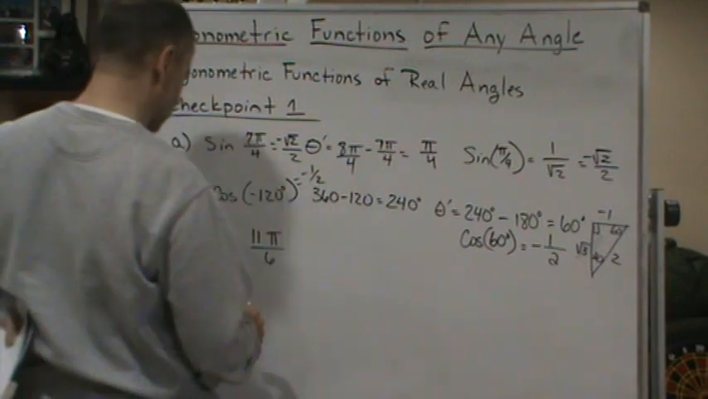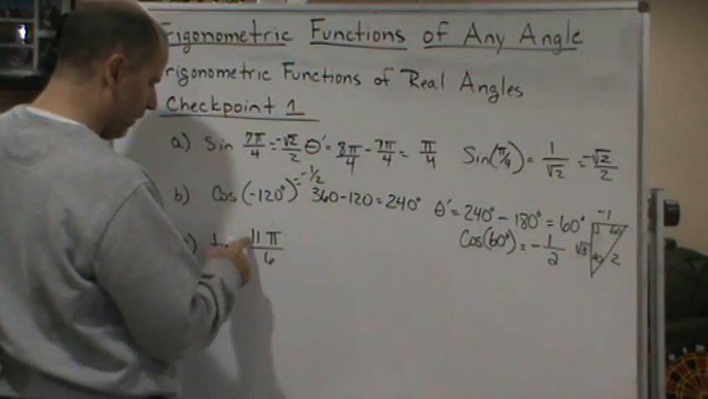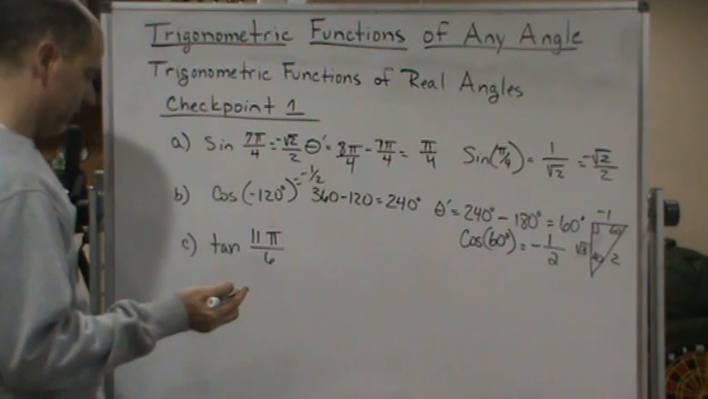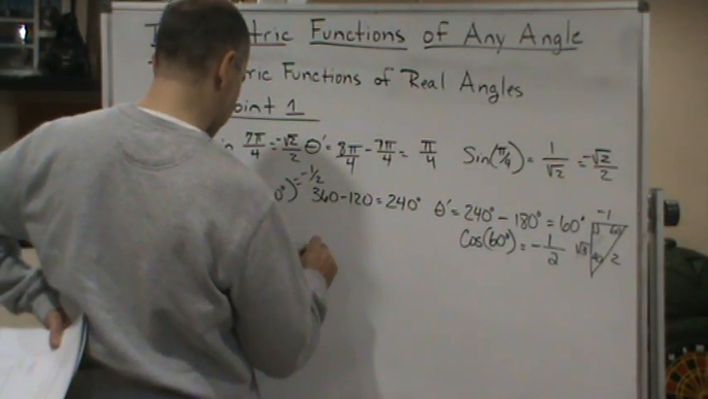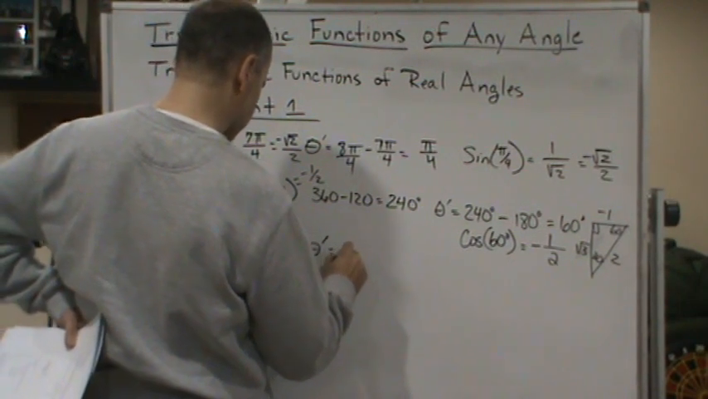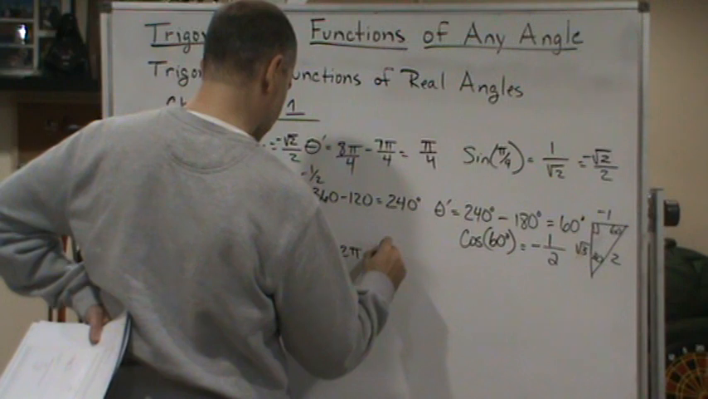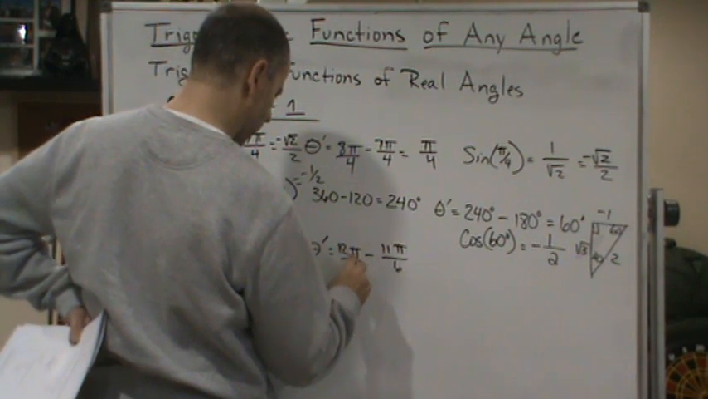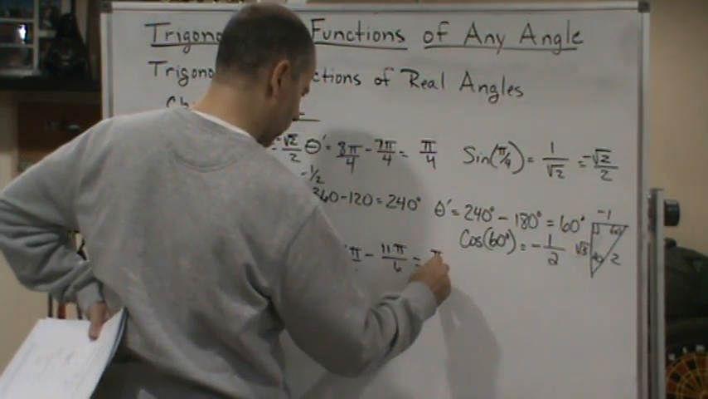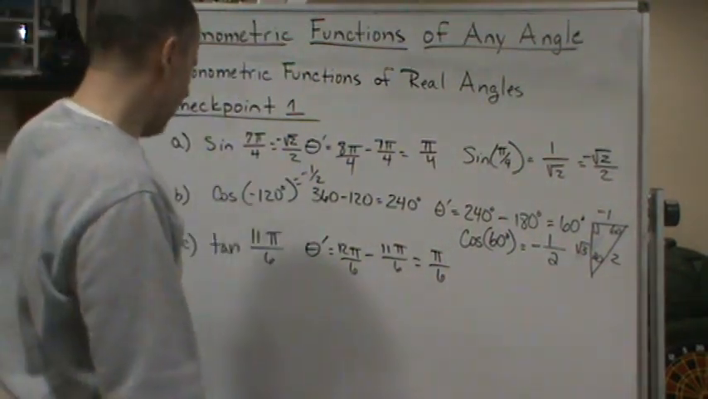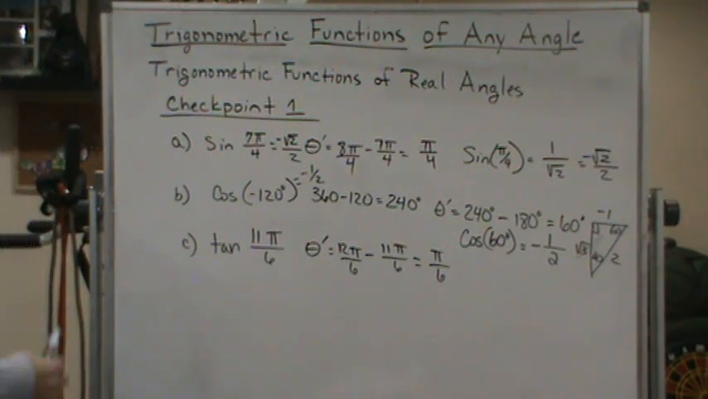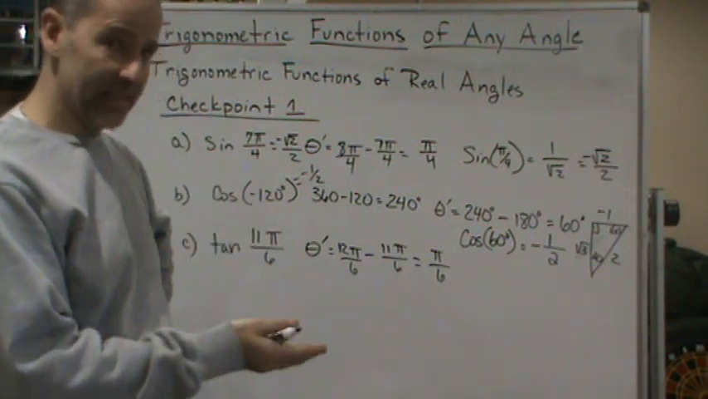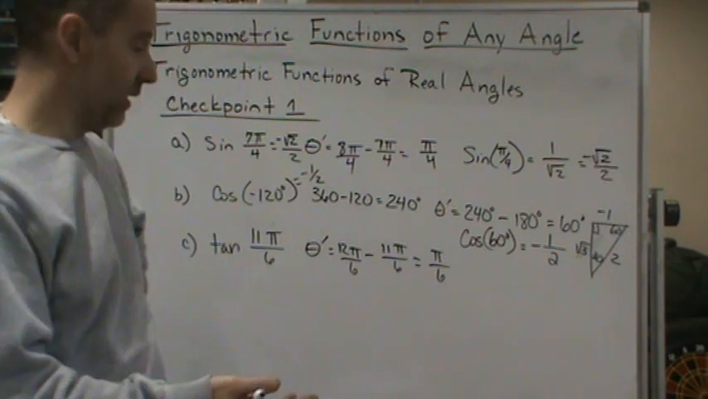Okay, now the next one, tangent. This is 11 pi over 6, which is not quite 2 pi. So we're going to be in the fourth quadrant on this one. So I'm going to do theta prime is equal to 2 pi minus 11 pi over 6. So this is going to be the same as 12 pi over 6. So we're going to subtract and get, lo and behold, pi over 6, which is 30 degrees. So now, what sign is tangent in the fourth quadrant? Well, remember, tangent is y over x. In the fourth quadrant, x is positive, y is negative, so tangent is going to be negative.